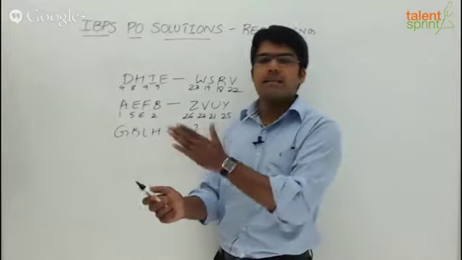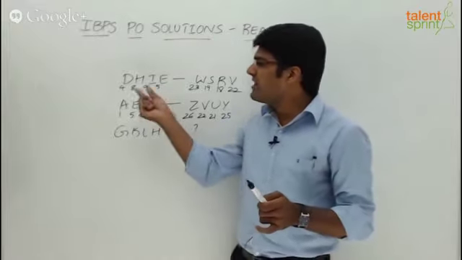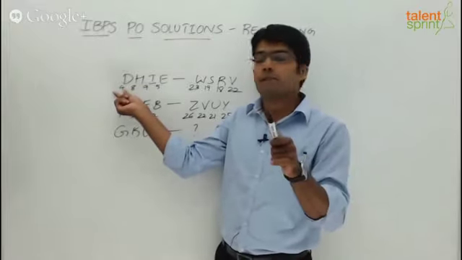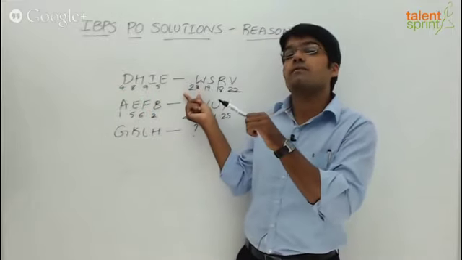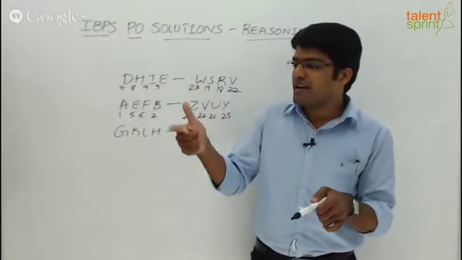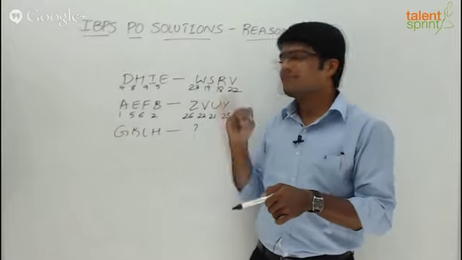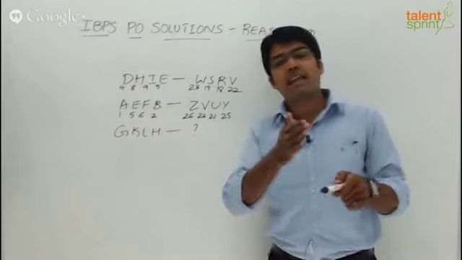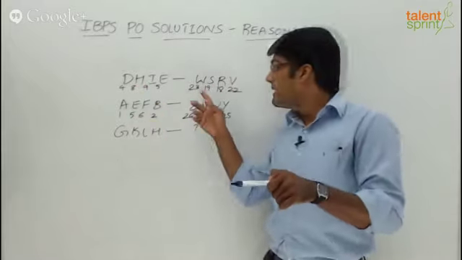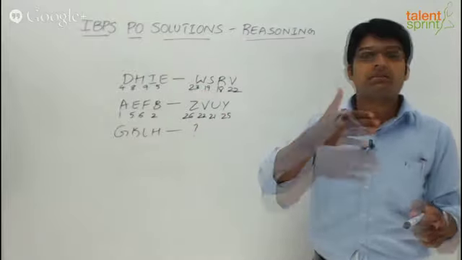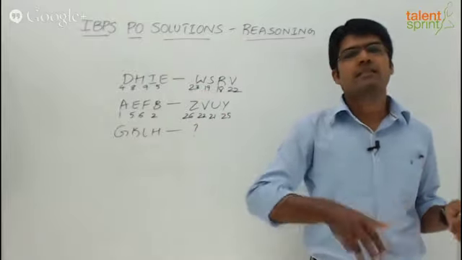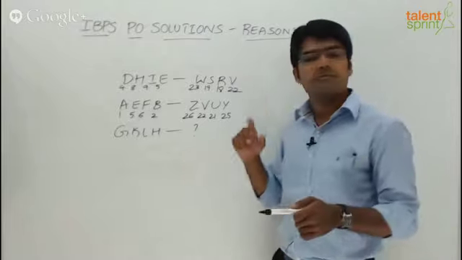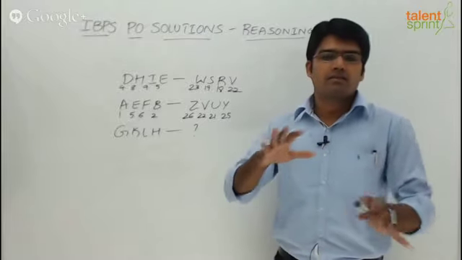There is an alphabetical order and then there is reverse alphabetical order. So if you observe, D is the fourth letter from the alphabetical order. W is the fourth letter from the reverse alphabetical order. 26, 25, 24, 23. Likewise, H is the eighth letter in the alphabetical order, and then S is the eighth letter in the reverse alphabetical order. 26, 25, 24, 23, 22, 21, 20 and 19, right?